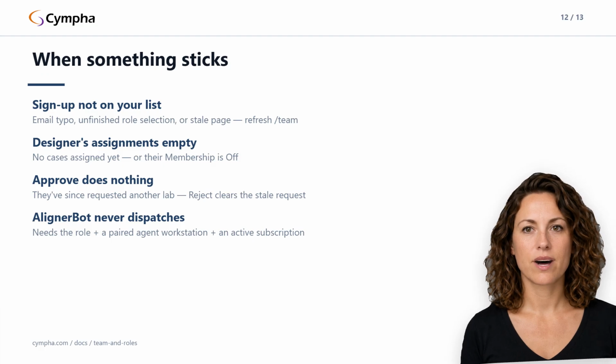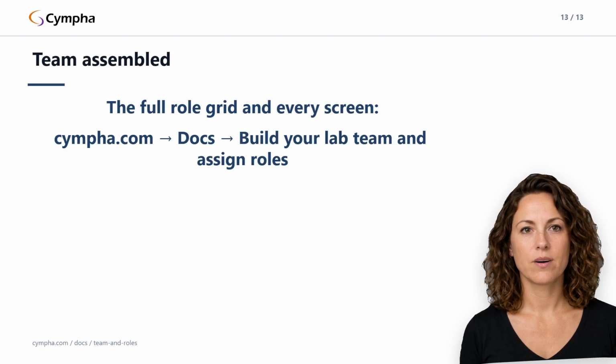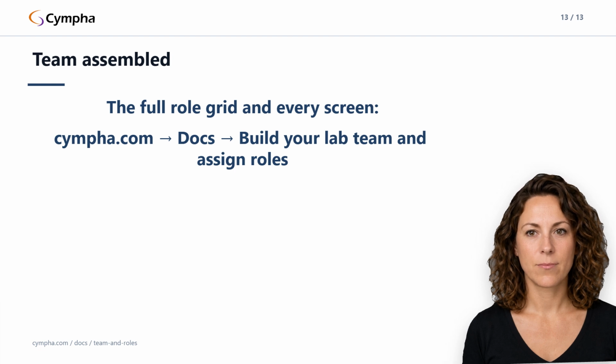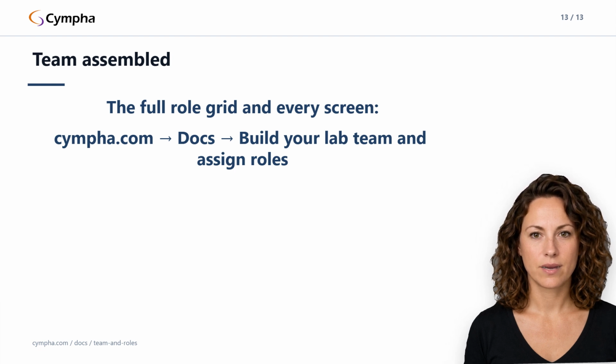An AlignerBot user that keeps failing to dispatch needs 3 things at once: the AlignerBot role on your team, that user paired to a workstation running the agent and Ortho Plus, and an active Ortho Plus subscription on the paired account. The AlignerBot setup lecture covers all 3. That's the team model: 7 roles, 1 flow, they request, you approve, and a lab that routes every case to the right person by status.